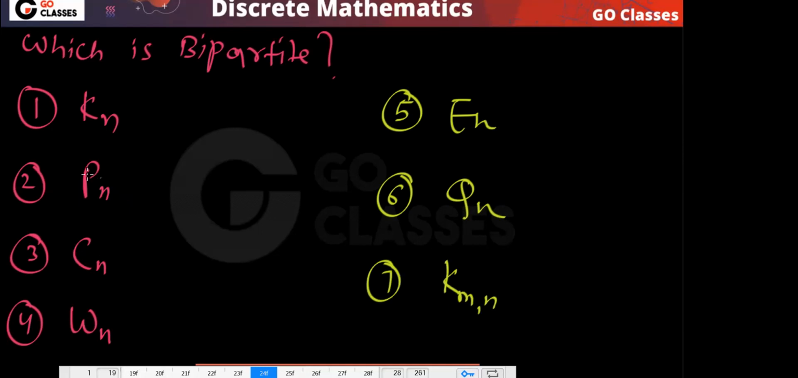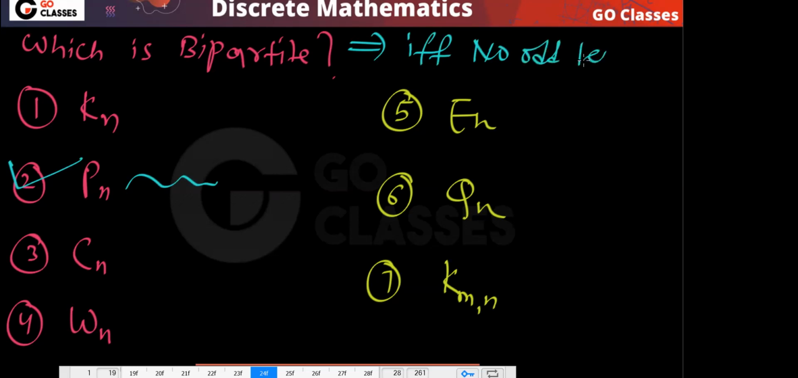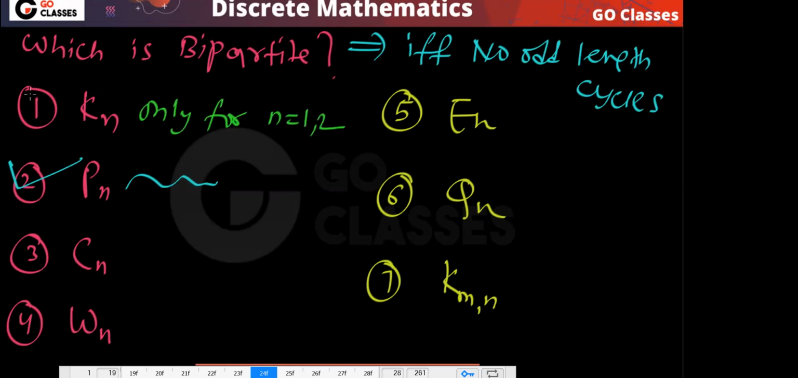So you can notice there is no odd cycle, so this is bipartite. There is no odd length cycle in a path. So basically, which graph is bipartite? Just see which have odd length cycles. A graph is bipartite if and only if there are no odd length cycles. This complete bipartite graph is bipartite. Kn is bipartite only for n equal to 1, 2, else it is not bipartite.